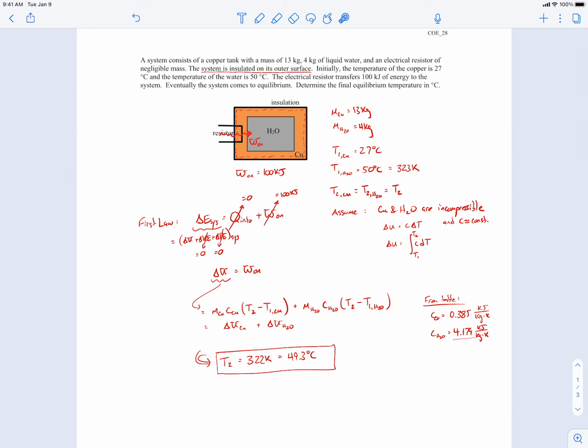Just to recap, we recognized that this was a first law analysis problem because we were looking at changes in the internal energy, which are related to temperature. So we wrote down the first law, making use of the fact that it's well insulated, and we're given the electrical work. For the change in the internal energy, we made use of the fact that we're dealing with an incompressible substance and assumed that the specific heat didn't change with temperature by very much. So we could write this expression. To find the specific heats, we just used a table. And then the rest was just some numerics to end up with our final temperature. So we'll end it there.